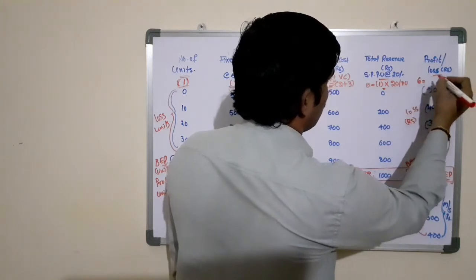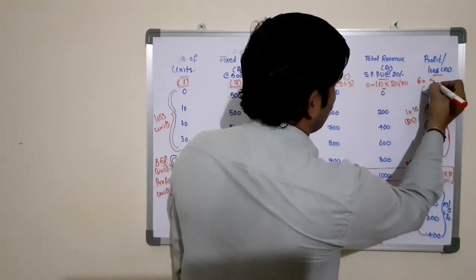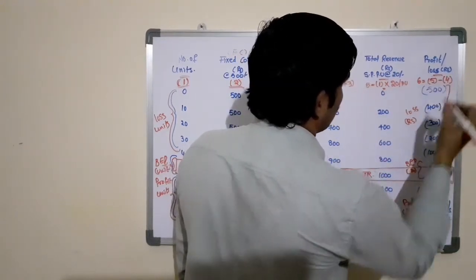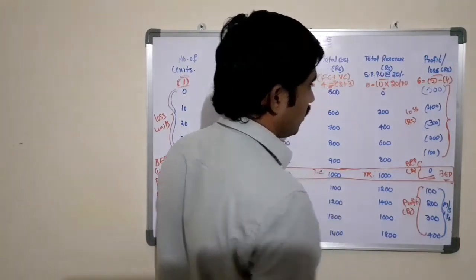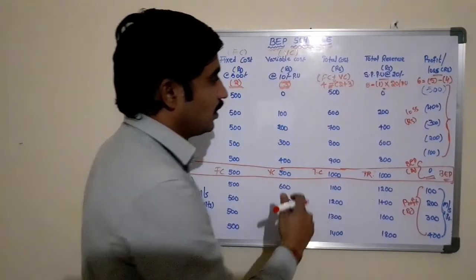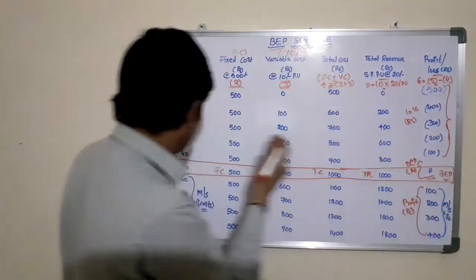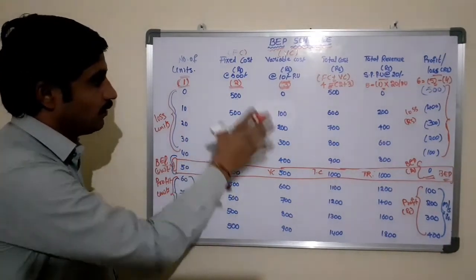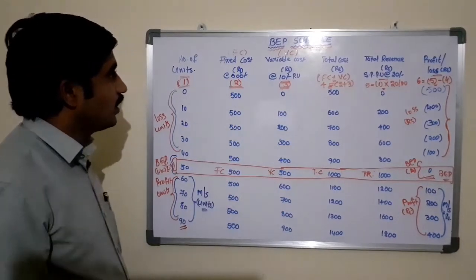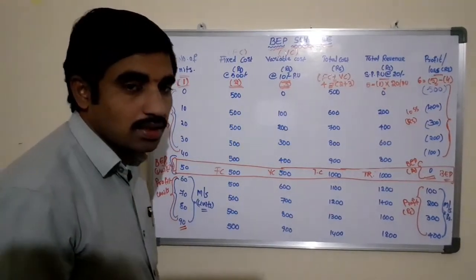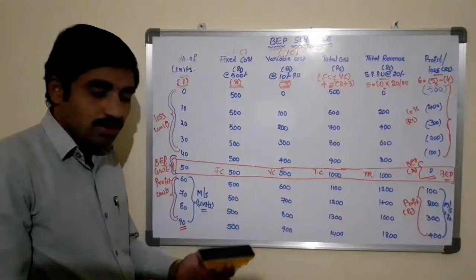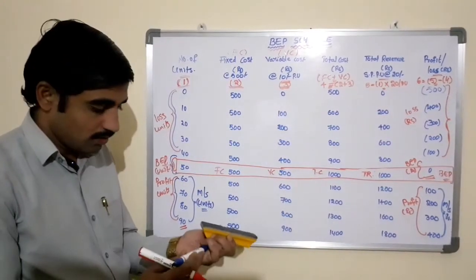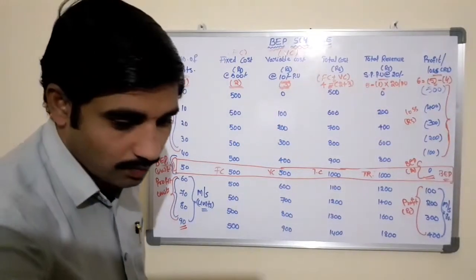Sixth column equal to fifth column, that is total revenue, minus fourth column, that is the total cost, in order to ascertain the profit or the loss for the respective number of units produced. So they are the different columns or the data that we are going to use in constructing the break-even point chart or the graphical representation of break-even point. Now let us see the break-even point chart.